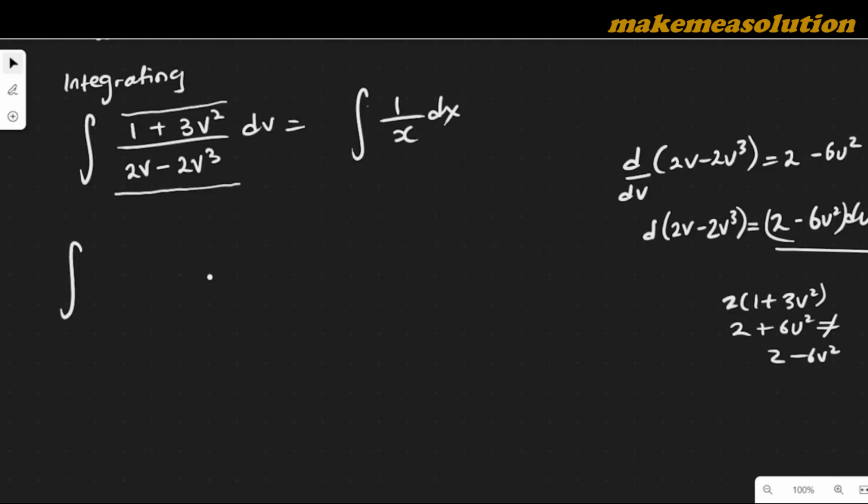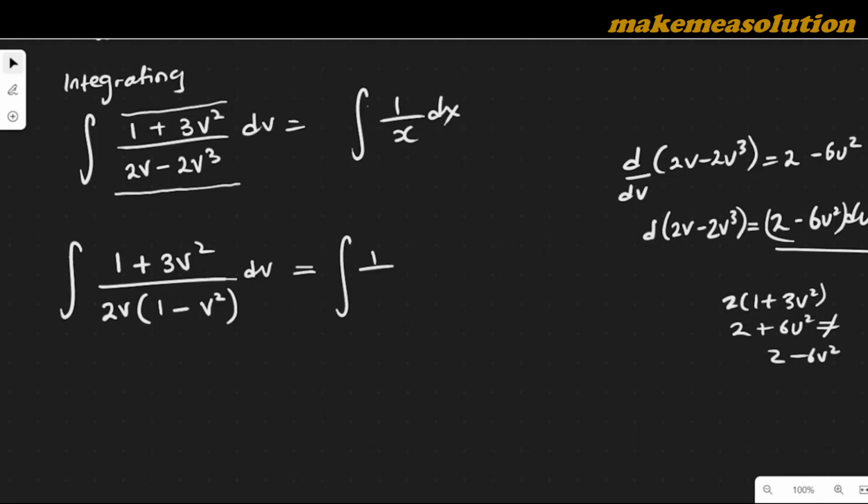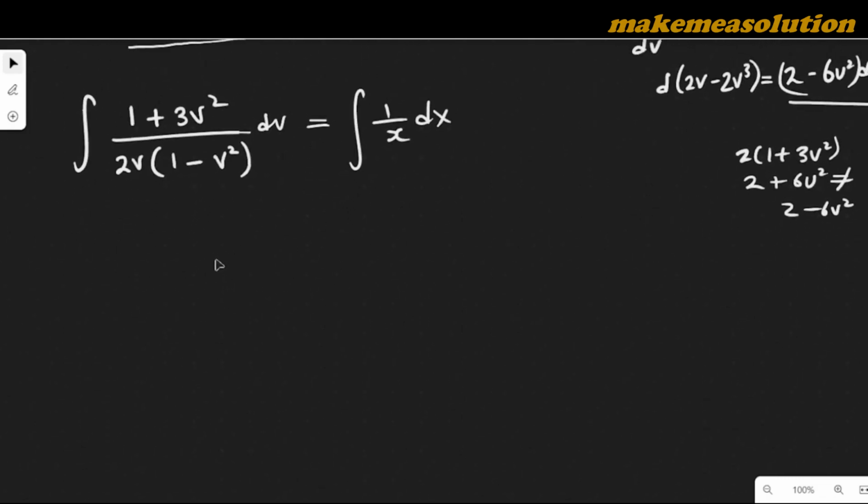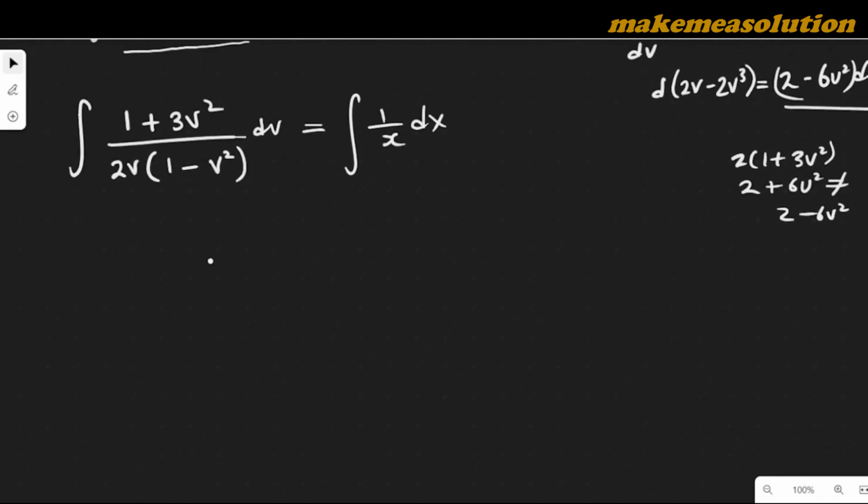Now let's flow with me together. So this is 1 plus 3v squared, and you have 2v common, times (1 minus what? 1 minus v squared). Is that okay? So this is dv, and this is equal to the integral of 1 by x dx. So I hope you understood what we did. We just factored out, and since we factored out, it's now looking like we're going to apply the method of partial fractions. But before we apply partial fractions, I'm going to factor out 1 over 2.